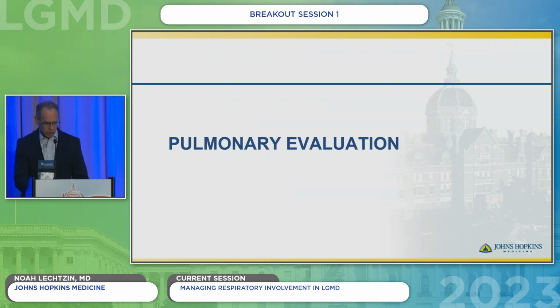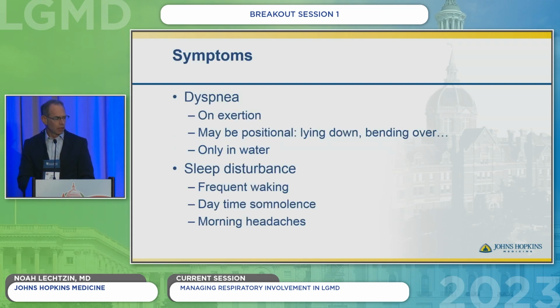Okay, so what do I do when I see somebody with limb-girdle muscular dystrophy? First is talk about symptoms, and we heard, just like the cardiac problems, the symptoms can often be very subtle. If somebody is in a wheelchair and isn't able to ambulate, it's less likely that they're going to say, oh yeah, I get short-winded whenever I run around the block, because they're not running around the block. But if you ask for more subtle symptoms, you can certainly often find them.